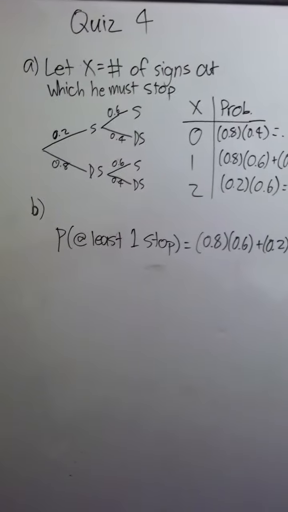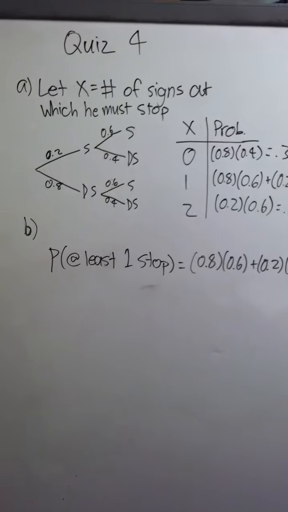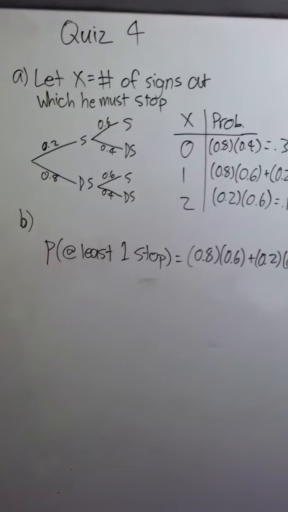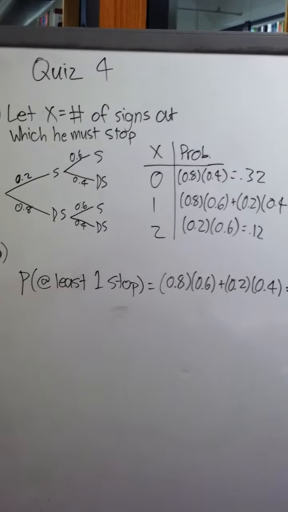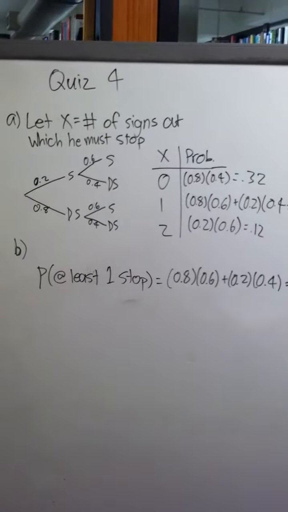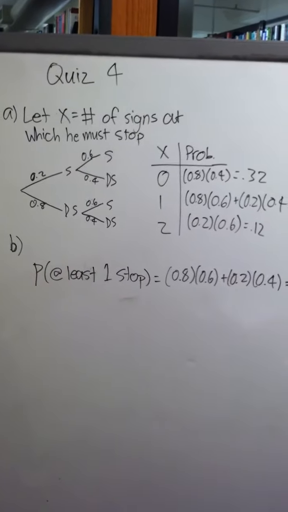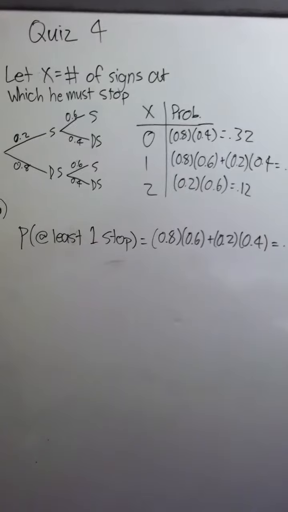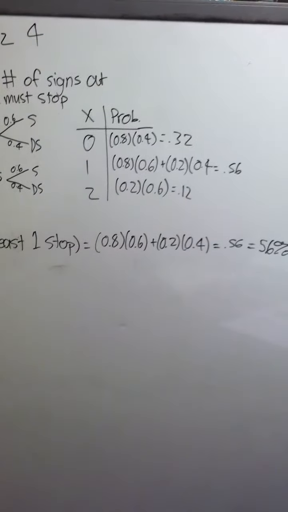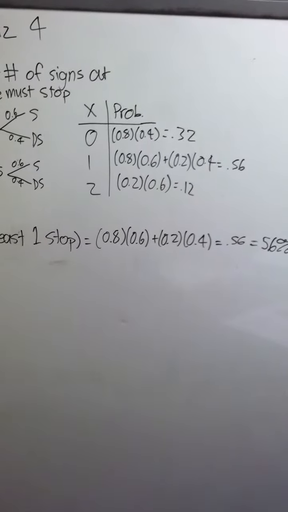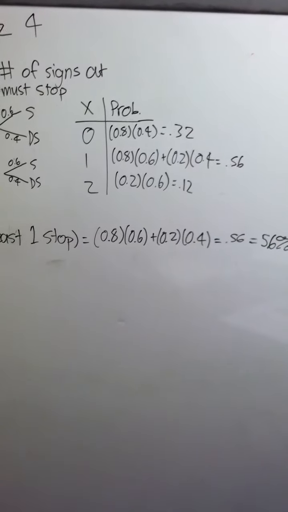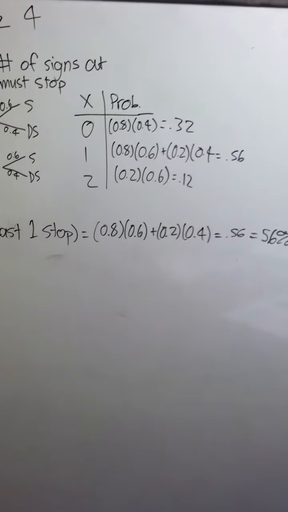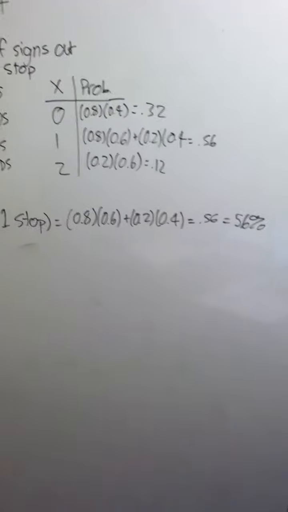In B, it's asking what is the probability that Pee-wee needs to stop at least once on his way to work. We've already found the probability of the number of signs at which he must stop. So the probability of at least one stop is equal to 0.8 times 0.6 plus 0.2 times 0.4, which equals 0.56 or 56%.